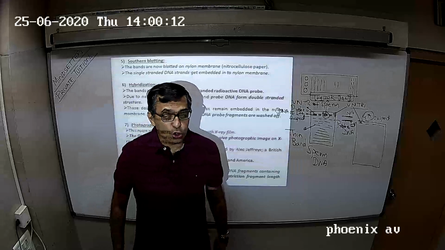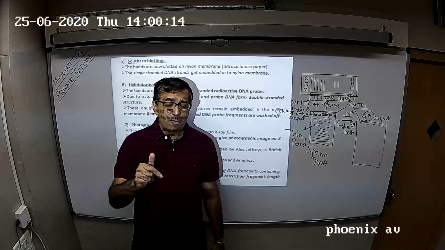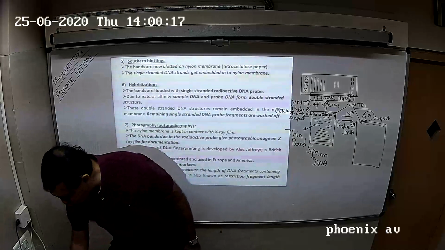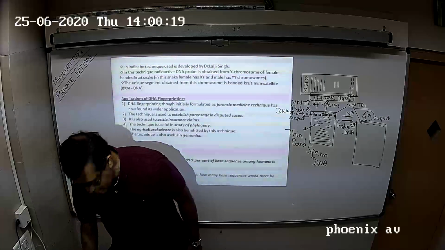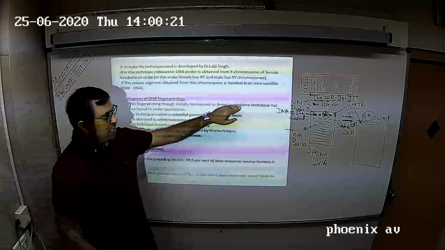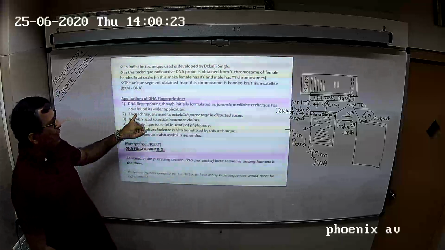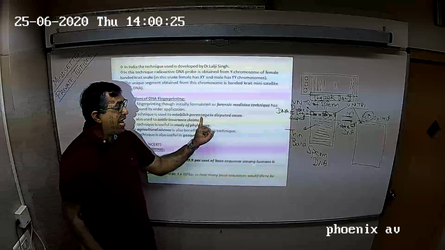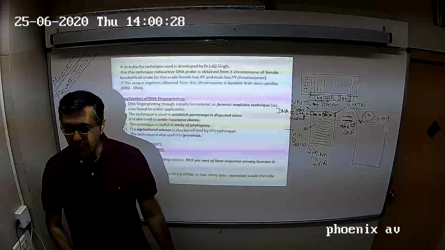चलो, hope you all have understood this. And DNA fingerprinting is excellent. It is used in forensic sciences, and where else? Forensic medicine में use करते हैं. It is also used to establish parentage in disputed cases.